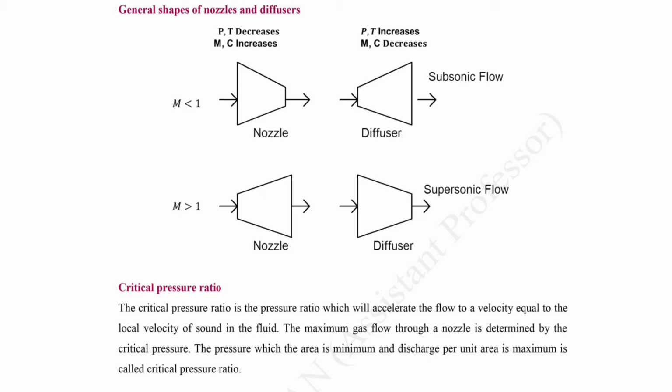Then the critical pressure ratio. The critical pressure ratio is the pressure ratio which will accelerate the flow to a velocity equal to the local velocity of sound in the fluid. Maximum gas flow through a nozzle is determined by the critical pressure, the pressure at which the area is minimum and discharge per unit area is maximum, called the critical pressure ratio.